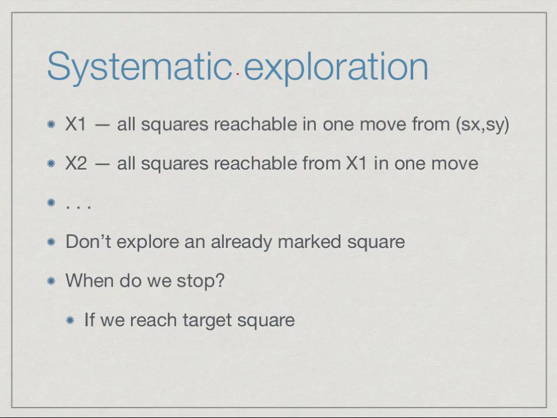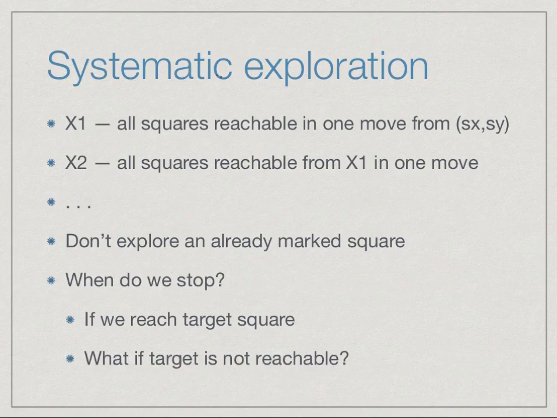Of course, since we know that we are looking for the target square, if ever we mark the target square, we can stop. On the other hand, it is possible that the target square is not reachable. In this case, we may keep going on exploring without ever realizing that we are fruitlessly going ahead and we are never going to reach the target square. So how do we know when to stop?